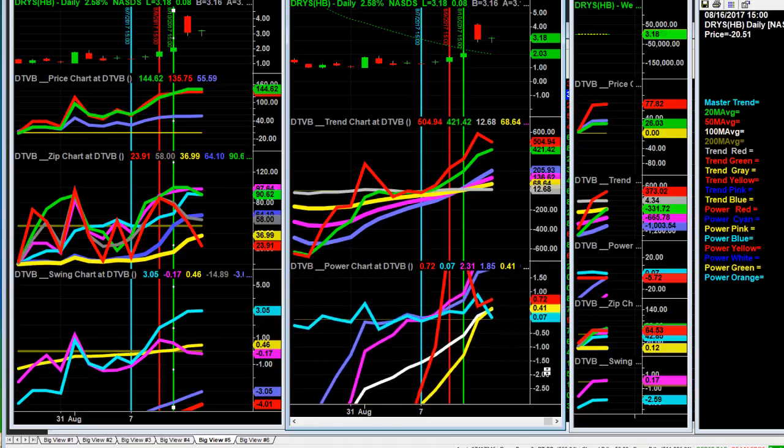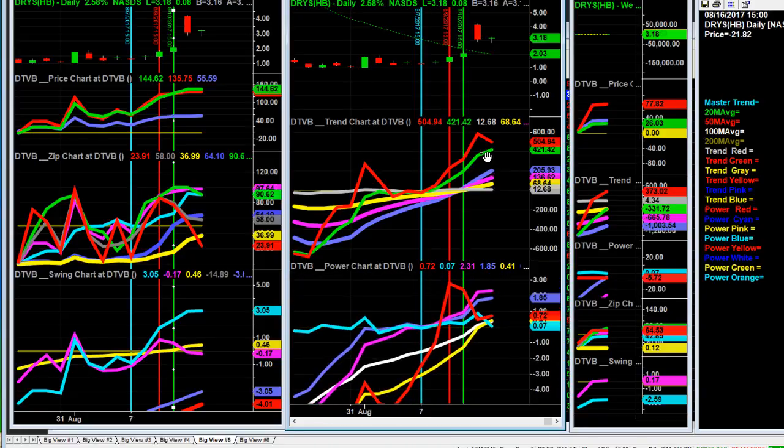All right, now the final type of divergence that I want to refer to is my favorite, and that is trend red is up and power red is down. This is my favorite because when you see those two in opposition, you need to remember that the power those two lines represent is very significant. It's greater than some of the other lines.